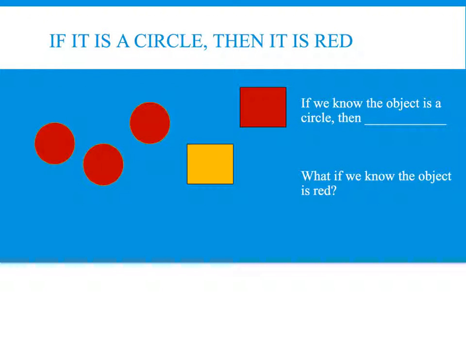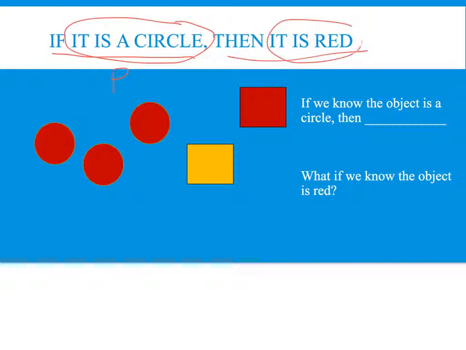So if it is a circle, then it is red. "It is a circle" is our P, "it is red" is our Q. So if we know that it's a circle, then it is red. Are all these circles red? Yes, they are, because if it is a circle, then it is red. So if we know the object is a circle, then we can conclude it's red.